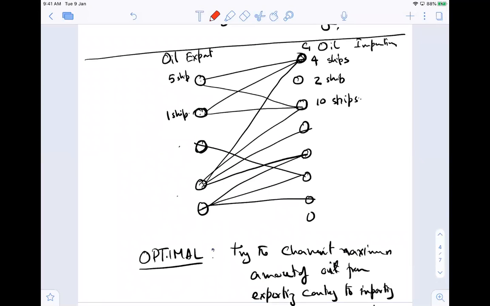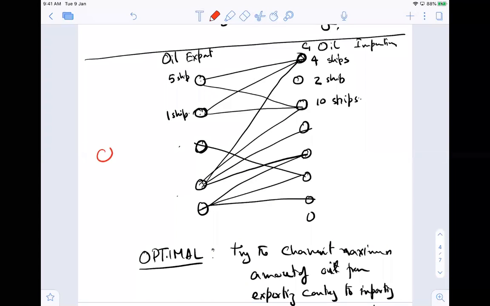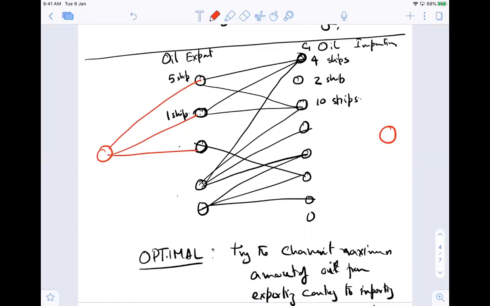We can create a source node and attach all the supply, creating several edges of infinite capacity to all the suppliers, and similarly for the other side. Okay, good. So let's see. You have a source node, and you're saying this is what I'm doing, I'm adding edges to all of them.